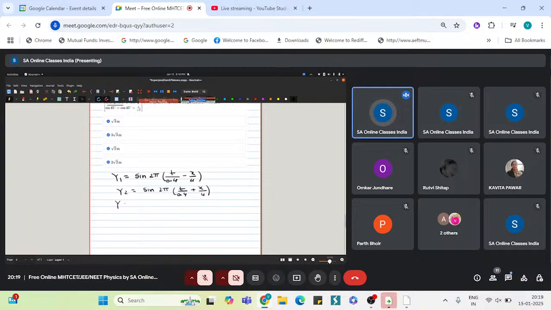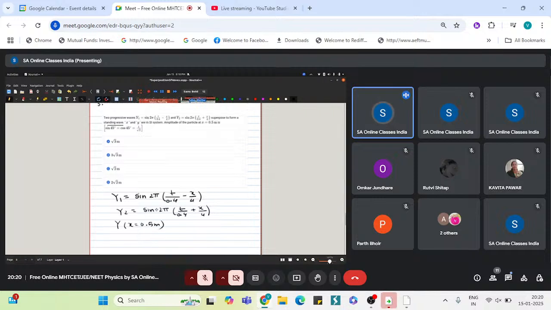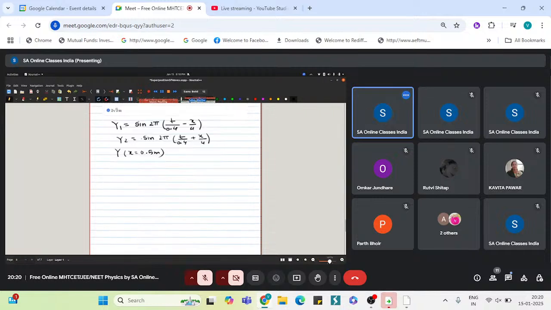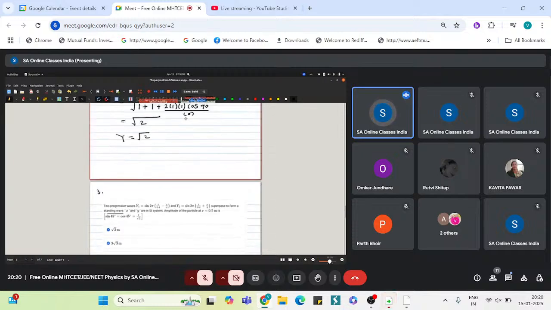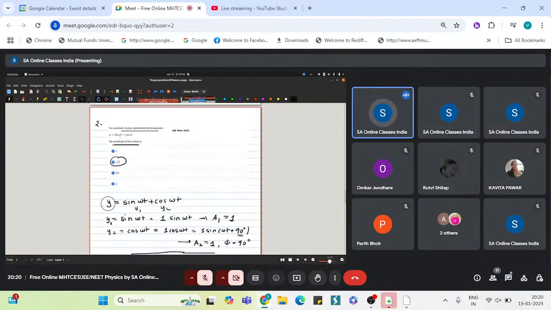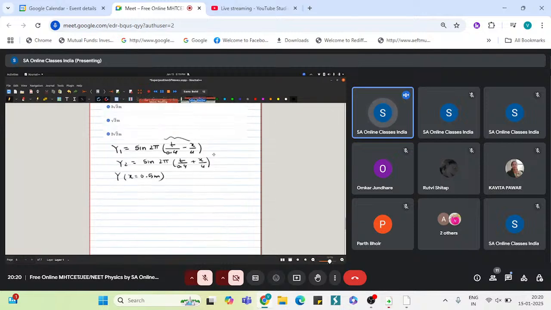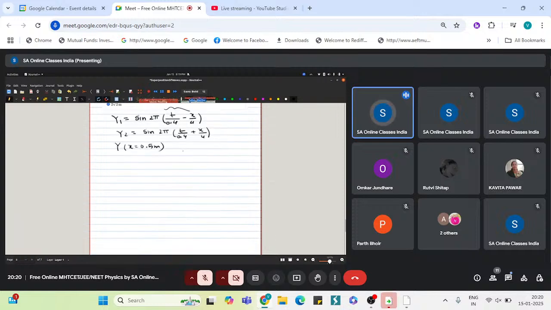So let's just call it capital Y. Amplitude at x is equal to 0.5 meter. Now you can see that this wave is in a slightly different format than the sine omega t wave that we saw here. So this is in omega t format, whereas this is in the omega t minus kx format. So we cannot directly use the formula that we had derived for the sine omega t case, but we can very easily derive the new formula on the spot.